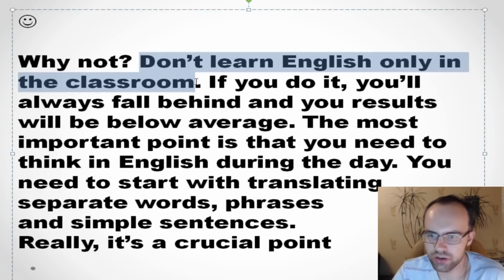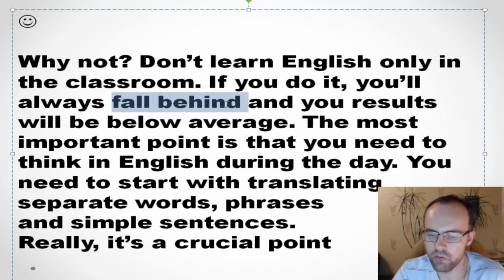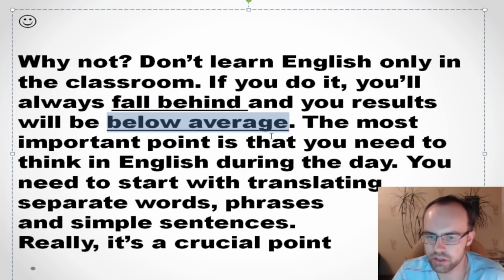Don't learn English only in the classroom. If you learn English only in the classroom, you'll always fall behind. Fall behind means you always show worse results than your classmates, so not enough progress, and your results will be below average. So average, middle, so below average, so less or worse than middle, okay, so you won't be a top student, not an average student, so maybe you'll be one of the worst students, not so good, okay?